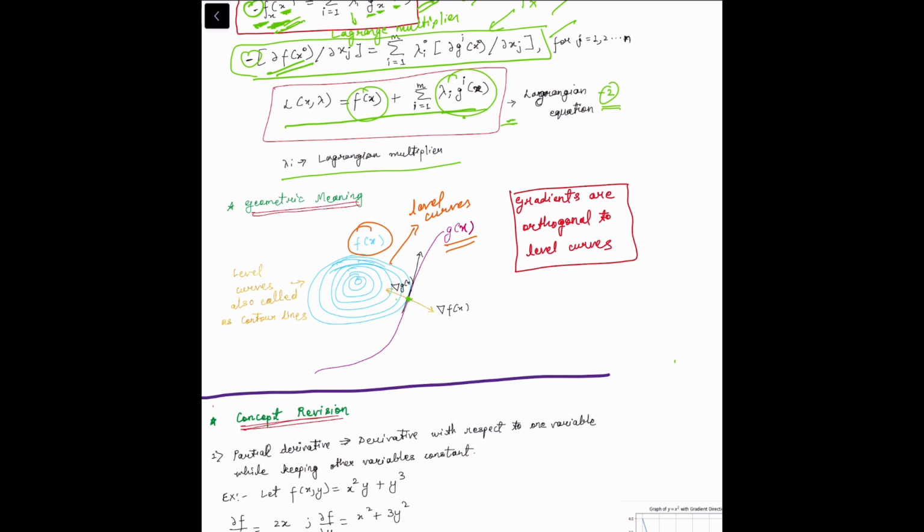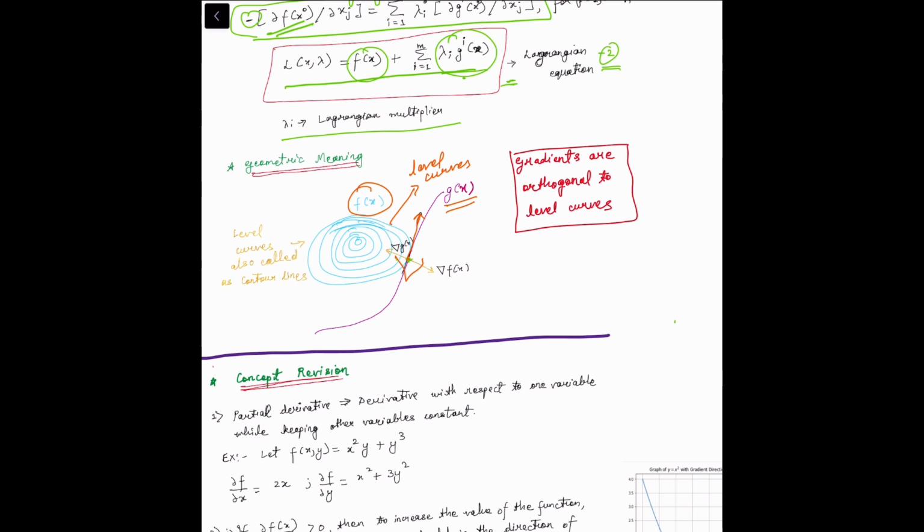The point at which they meet will have a common tangent. You can see the common tangent in the diagram, this. Now the perpendicular vectors to that common tangent will be in opposite directions, and these perpendicular vectors are nothing but the gradient vectors of f and g, because of the property that gradients are orthogonal to level curves.